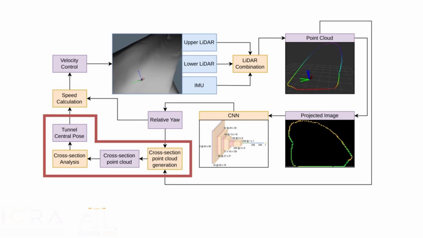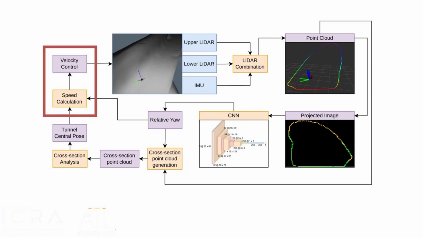This information is then used to rotate the point cloud, obtaining a cross-section of the tunnel. With this cross-section and the relative yaw of the drone, it is possible to calculate the required speeds, linear and angular, to keep the drone centered and aligned with the tunnel at speeds of up to 10 meters per second.